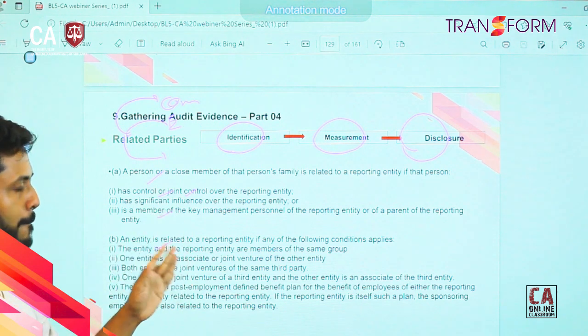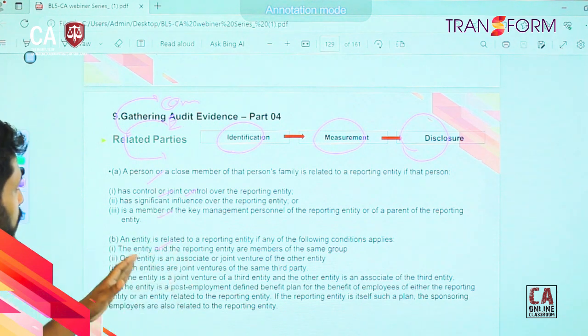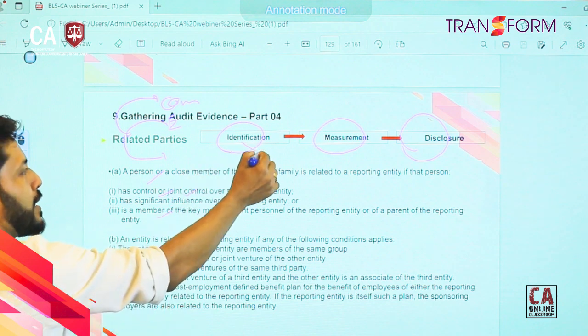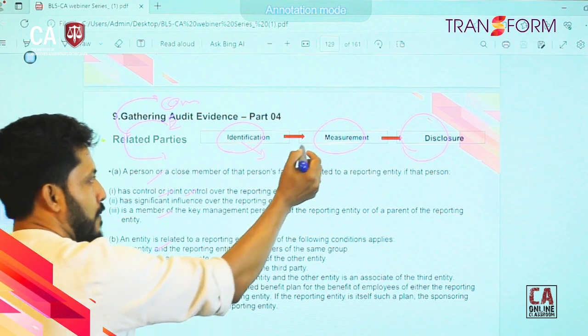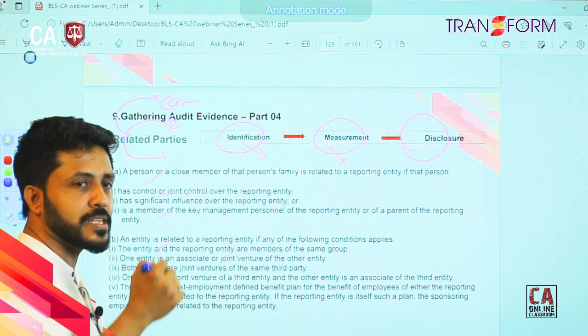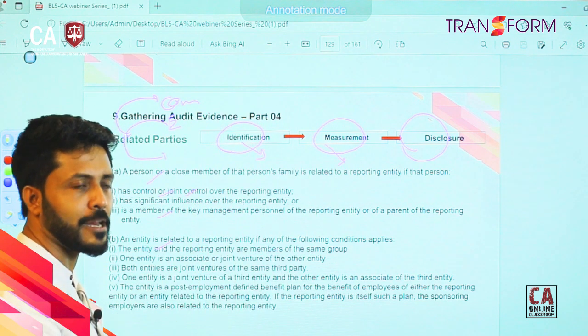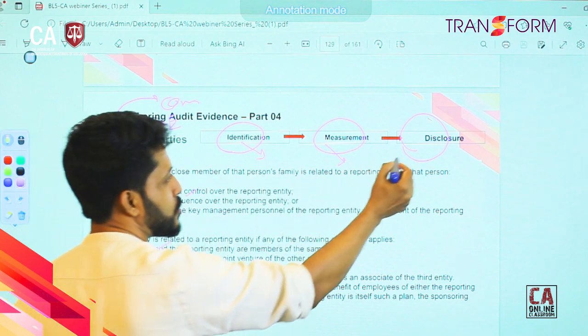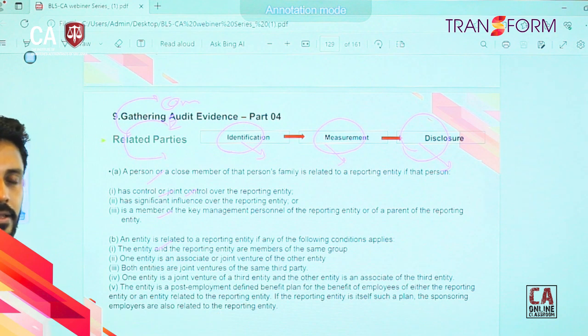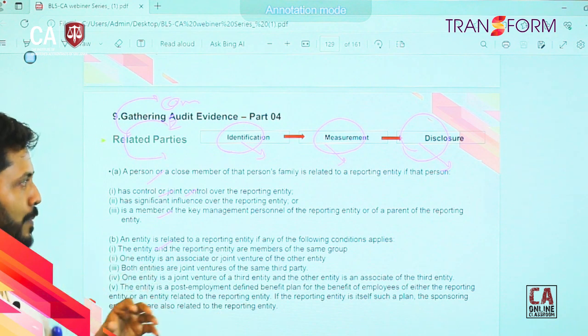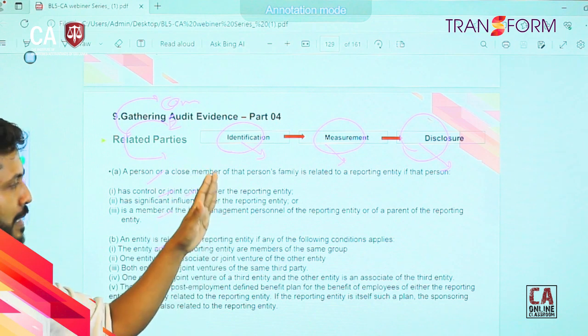The list is there, right? So then accordingly you have to have a proper identification. After having the identification with these parties, the transactions should be measured reliably and all those transactions should be disclosed reliably. After doing the identification, what you can do is put it into a system.